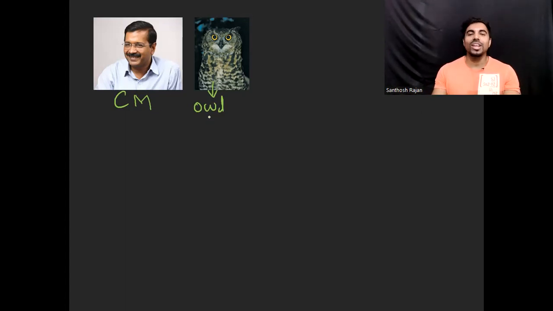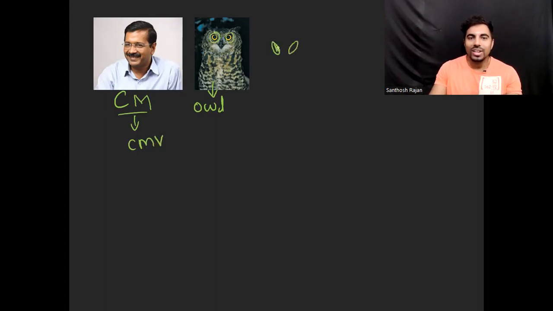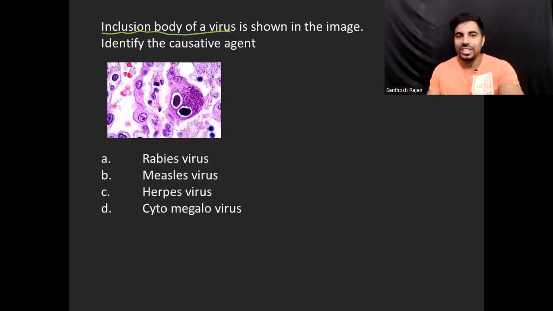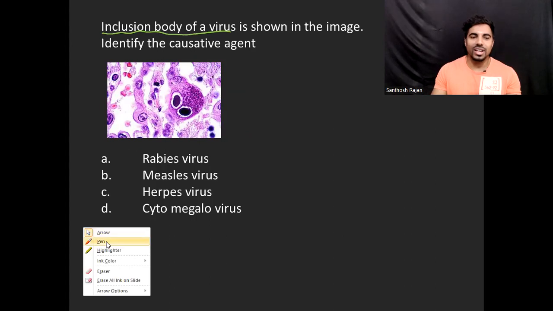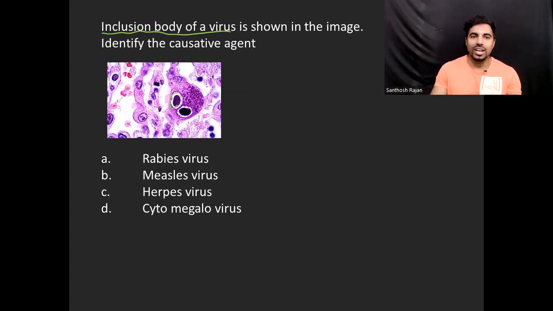Owl. So what is this? CM means CMV, cytomegalovirus. Owl is the owl eye inclusion body. See its eye, it looks like that, right? It looks like this eye. Same thing, look in this picture. What are you seeing? You're seeing the lesion. How does it look? Like an owl eye. So this owl eye means chief minister. Chief minister means cytomegalovirus. Got it?